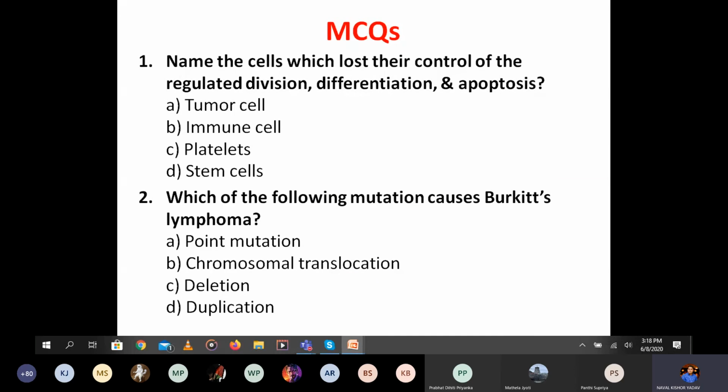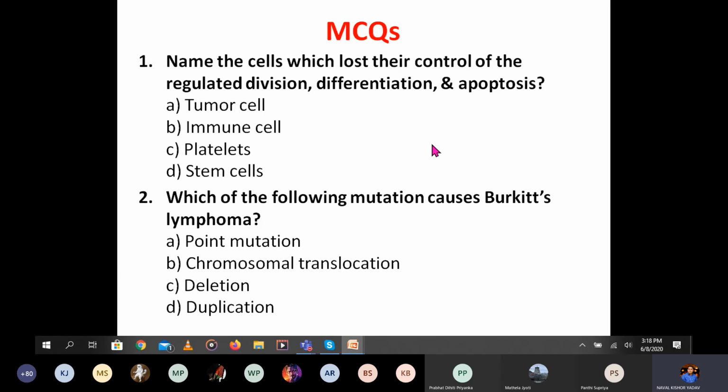Before the MCQs, you can summarize today's class. We have discussed the etiology of cancer: predisposing factors and carcinogenic agents like chemical carcinogens, radiation, and how they cause cancer, and biological agents, that is oncogenic viruses, different types of viruses which cause cancer, and how to test the carcinogenicity of different chemicals by using the Ames test. So this is all regarding the etiology of cancer.